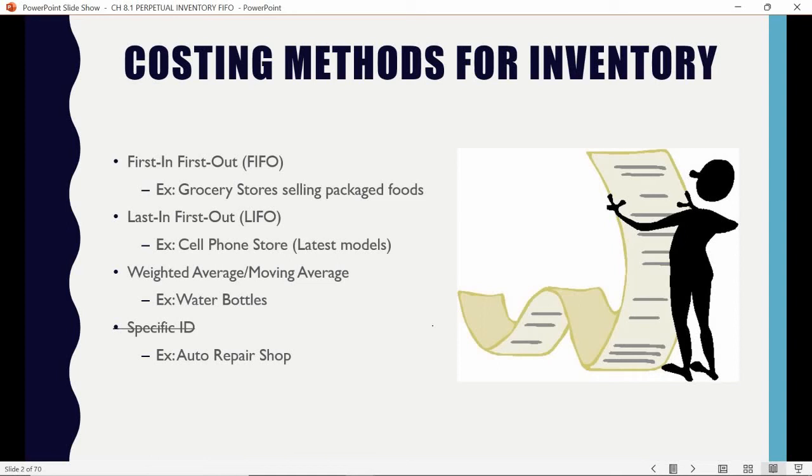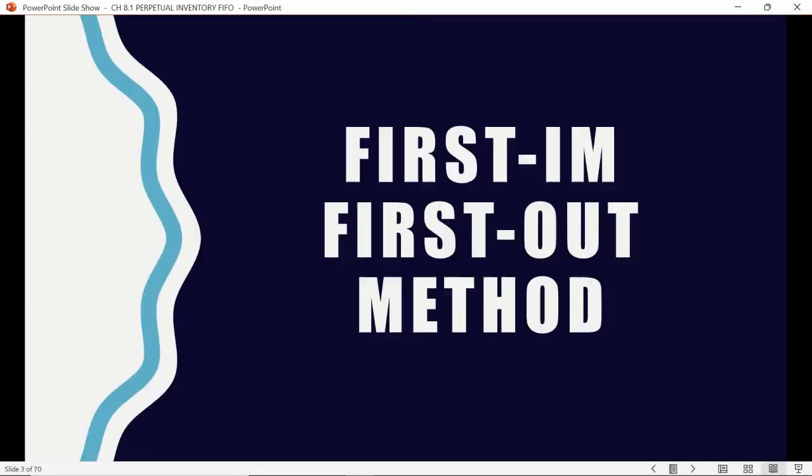Specific ID is the same idea, where you are an auto repair shop and every item that you sell is based on particular specific parameters, descriptions, things like that. So we're not going to teach you specific ID, but it does exist. Since we've been exposed to the first in, first out rule, this time we're going to be applying it to the tracking method of perpetual inventory.